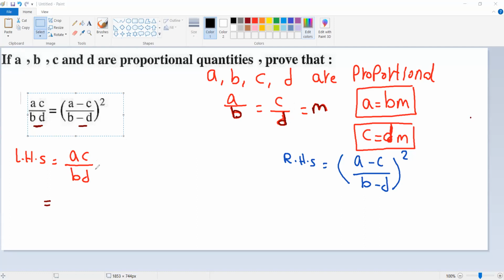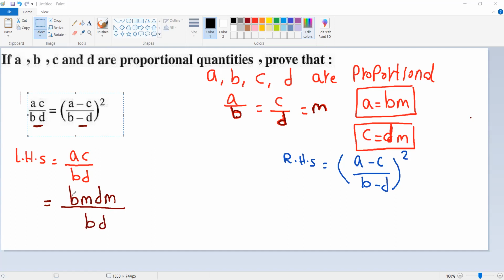And the left-hand side is AC. A is BM multiplied by C, it's DM. Don't take a factor here because b is multiplied by m, multiplied by d, multiplied by m, all divided by bd.